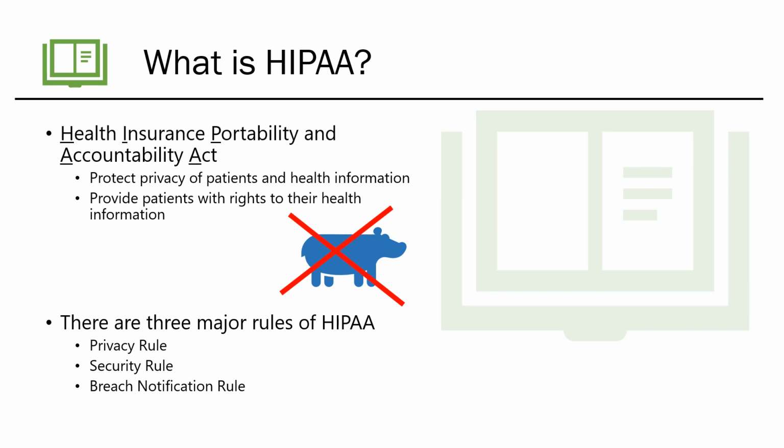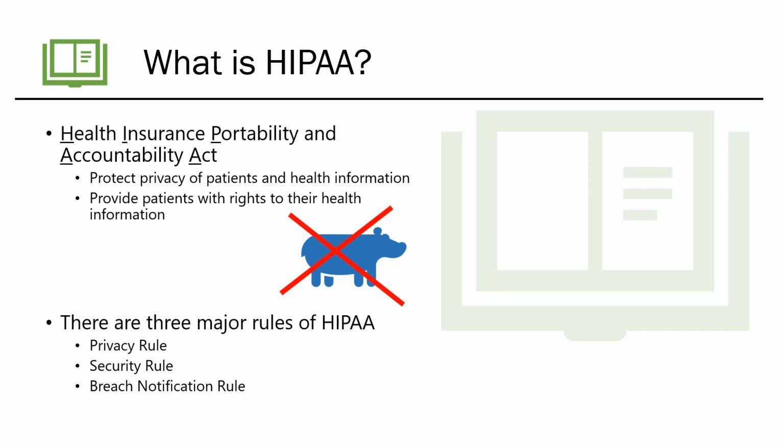HIPAA stands for Health Insurance Portability and Accountability Act. This act was passed in 1996 while President Bill Clinton was in office, and the law was passed to increase patient privacy and protect against unauthorized release of individually identifiable health information. This act also gave individuals the right to their own health information.